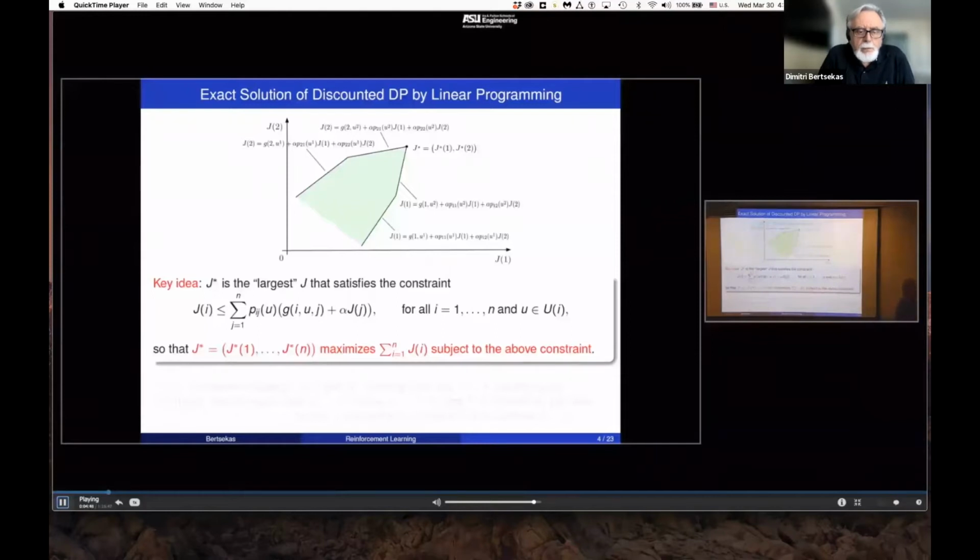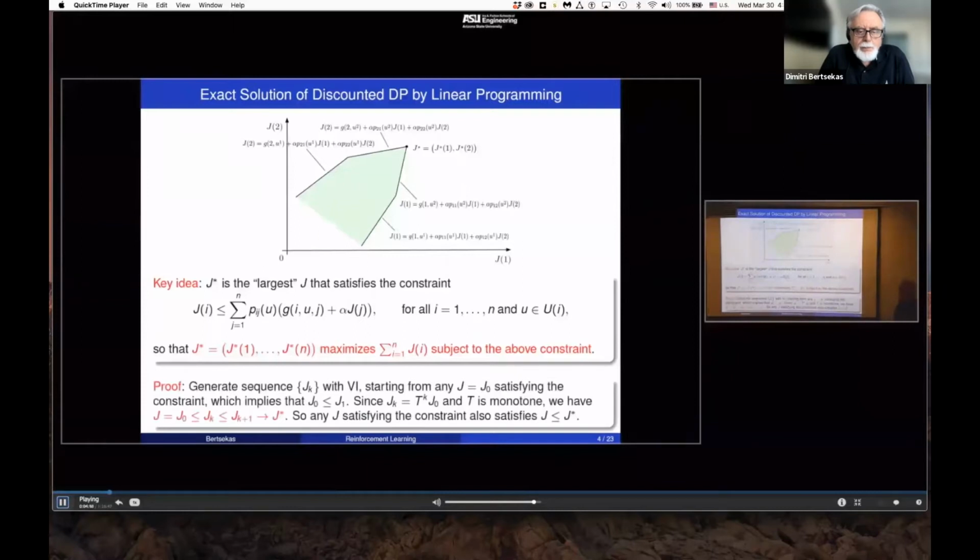Okay. So how do we prove that? It's two lines. We take any point J in here and we apply value iteration to it. We start value iteration from that point, okay? And I claim that value iteration is going to stay within this green polyhedron and go to J star.